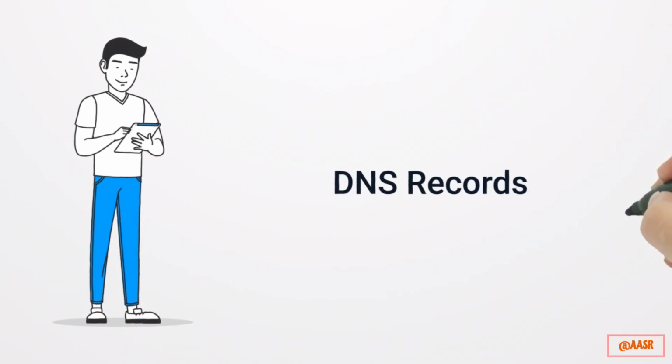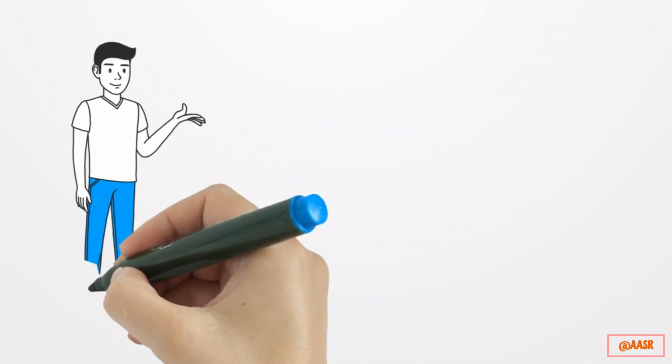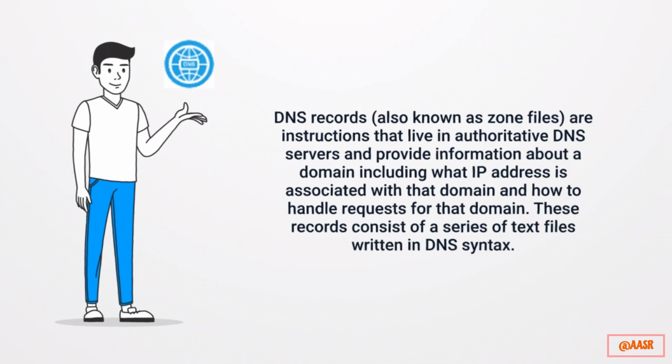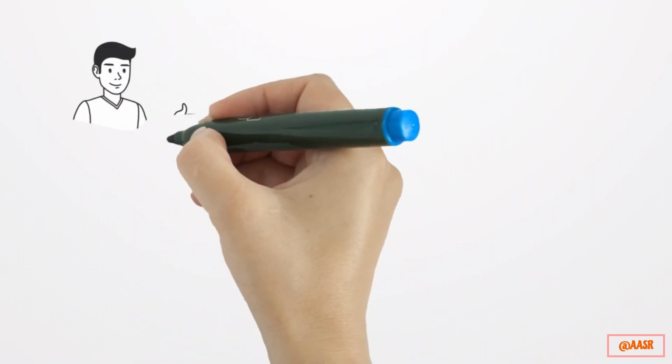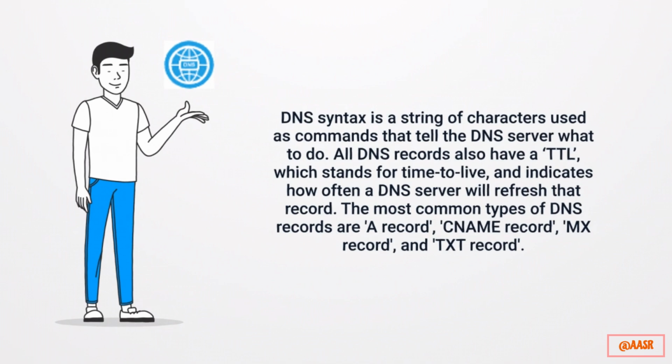Now, what are DNS records? DNS records, also known as zone files, are instructions that live in authoritative DNS servers and provide information about a domain, including what IP address is associated with that domain and how to handle requests for that domain. These records consist of a series of text files written in DNS syntax. DNS syntax is a string of characters used as commands that tell the DNS server what to do.